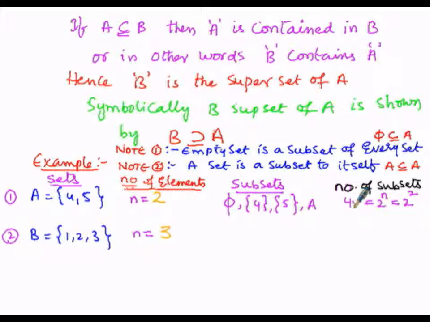So in this manner we got 2 squared, its value is 4. There are 4 subsets: 1, 2, 3 and 4. Similarly, in the second set, that is B equals {1, 2, 3}, n equals 3, there are 3 elements here: 1, 2 and 3. So the number of elements present in this particular set B is 3.